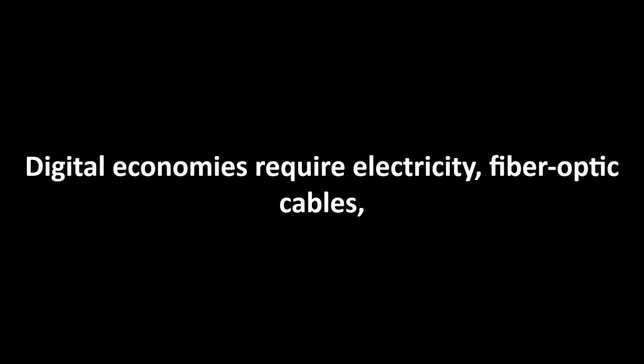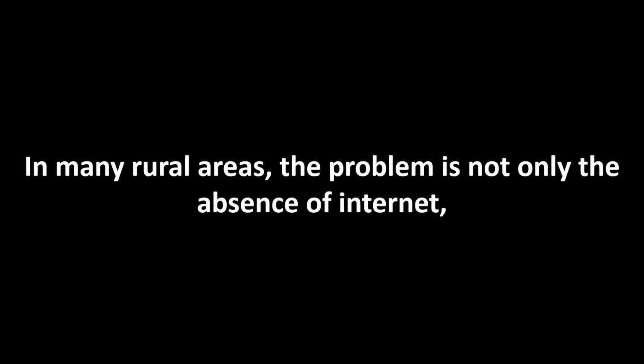The first barrier is infrastructure. Digital economies require electricity, fiber optic cables, mobile towers, data centers, satellites, cloud services, secure networks, and reliable maintenance systems. Without stable electricity and connectivity, digital transformation remains limited. In many rural areas, the problem is not only the absence of internet, but also the absence of roads, power grids, financial services, and trained personnel.